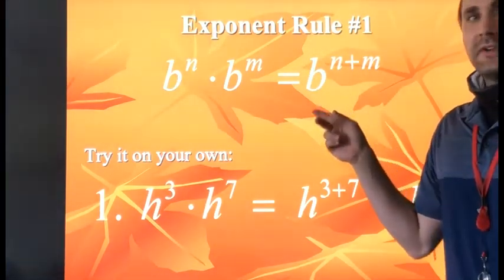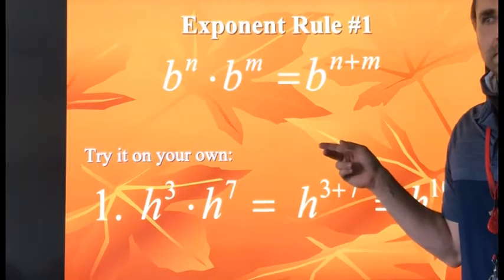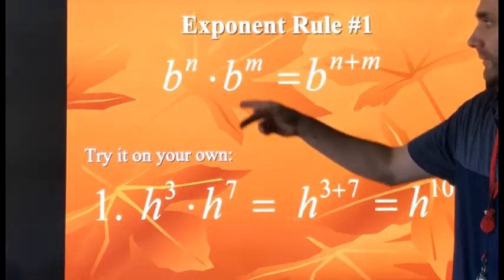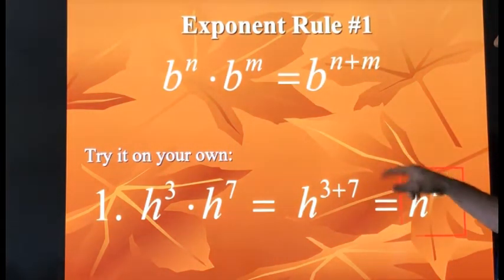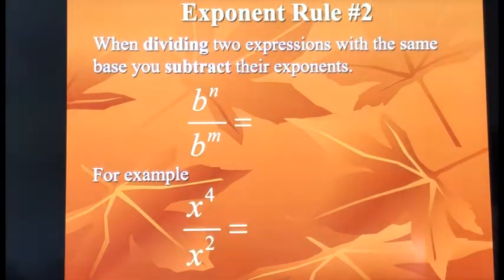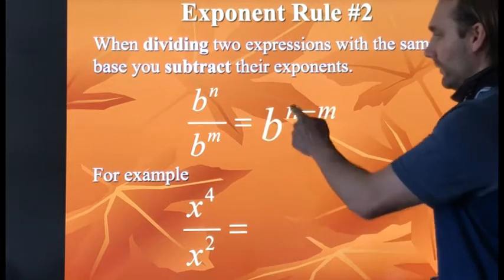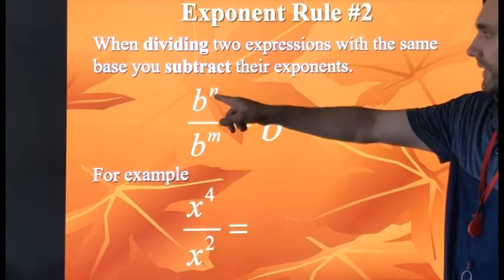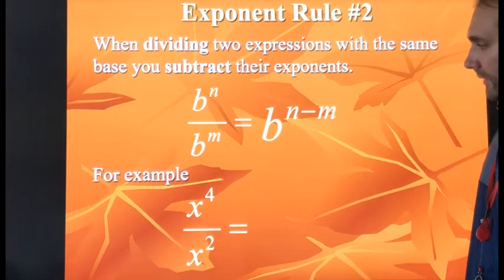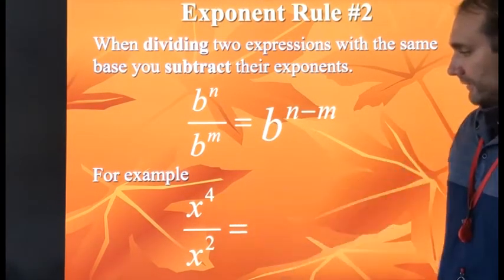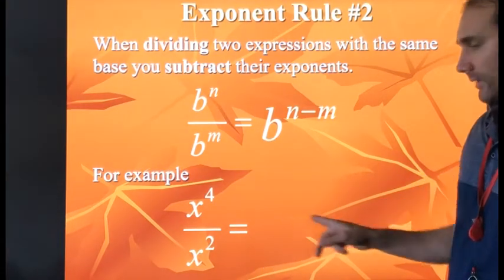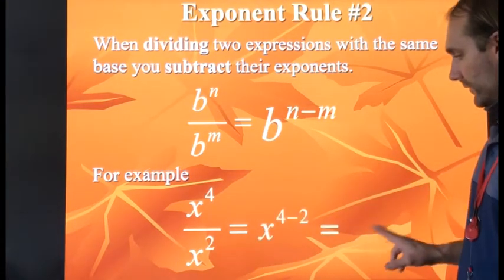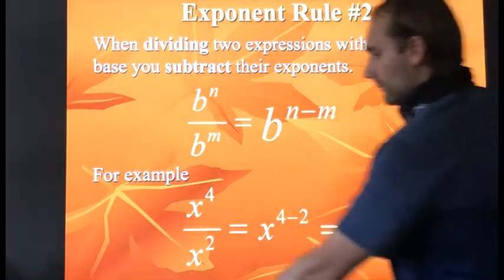What do you think happens when you're dividing? Subtracting. The opposite of multiplying is dividing, and the opposite of adding is subtracting. So if I have b to the n divided by b to the m, I could put that under the same base with n minus m. Notice I'm subtracting the denominator's exponent from the numerator's. For example, if I have x to the fourth divided by x squared, 4 minus 2 is 2.